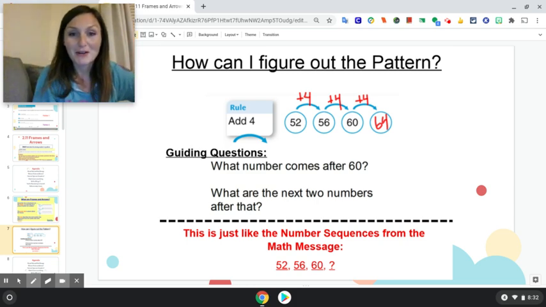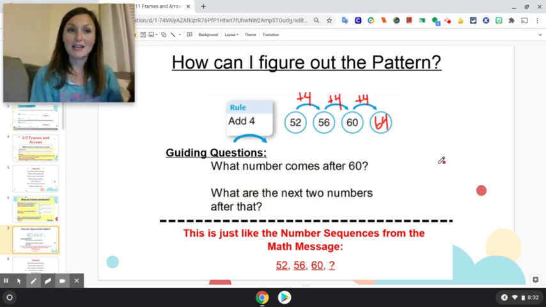Okay. So, what are the next two numbers? Well, you would take 64 and then you would add 4 more.